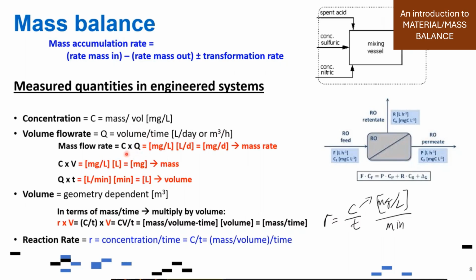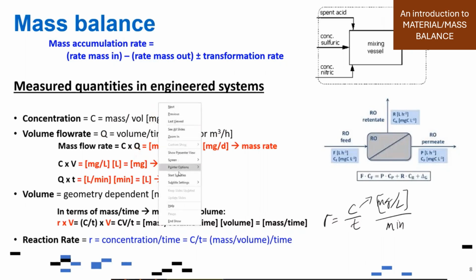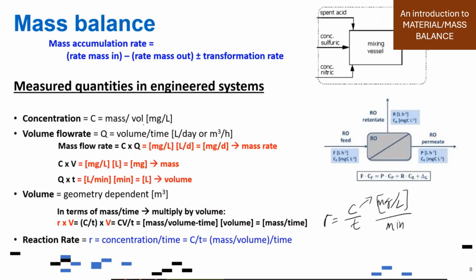All right, so if you look here, C times Q: this is mass over volume, this is volume over time. What happens? The volume will cancel out, and what remains is mass over time. So that is mass flow rate. Milligram per liter times liters per day gives milligrams per day as the unit. You need to be careful with units because this is important. So milligram per day or milligram per second or milligram per hour, it doesn't matter.